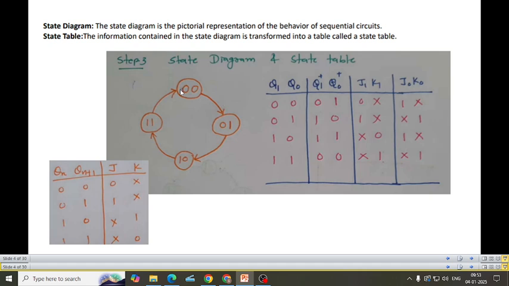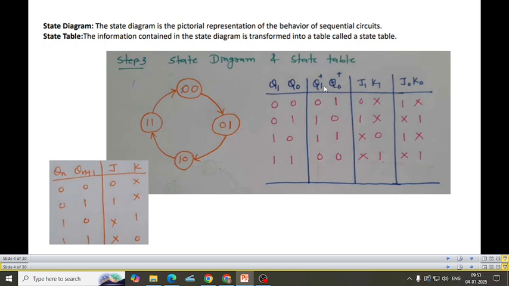First you need to start with present state 00. From present you are going to next state. So 00 to 01. Now you are in this state 01, which becomes present. You will go to next 10, right? So finish this one. So Q0 Q1 is present, Q0 star Q1 star is next state.